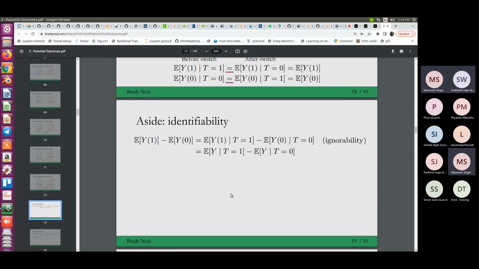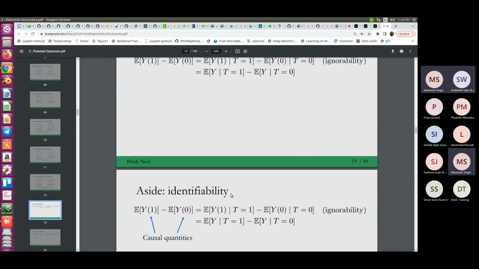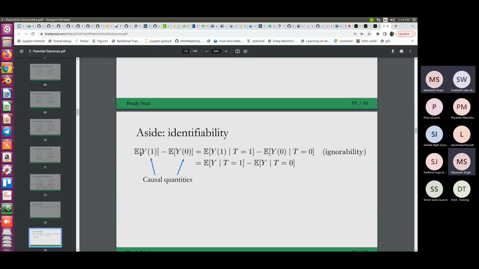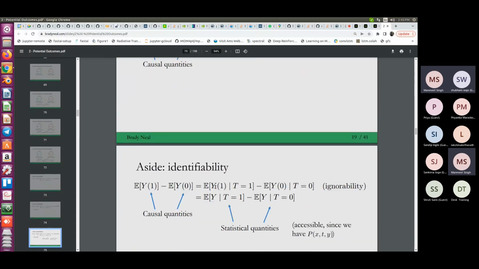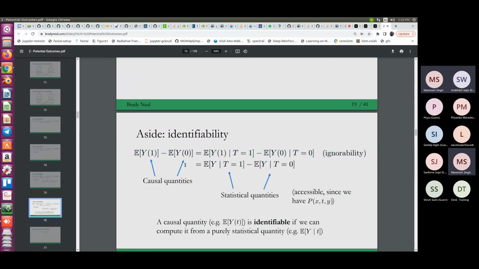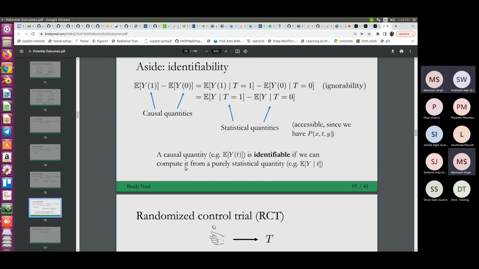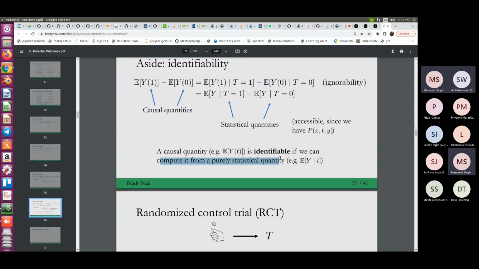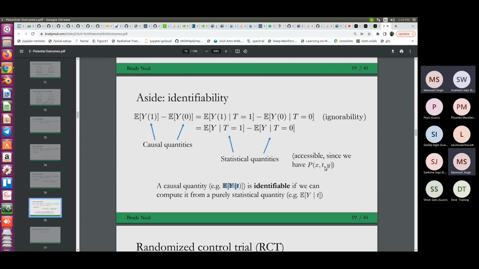Then we have another assumption. It's called identifiability. The causal quantities that we have are expected value of y1 and expectation of y0, and we call these the statistical quantities: expected value of y such that t equal to 1 and expectation of y such that t equal to 0. A causal quantity is identifiable if we can compute from it a purely statistical quantity. So expected value of yt is identifiable if and only if we can compute expectation of y given t. T here is our treatment.